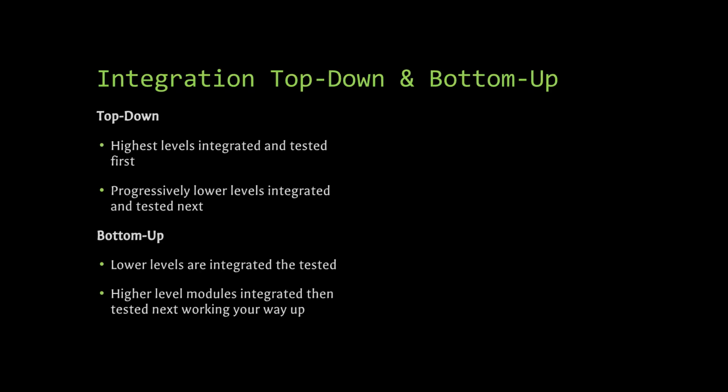So here's a little bit more about top-down and bottom-up. The highest levels are integrated and tested first in the top-down version. Progressively lower levels are integrated and tested next. You can test an entire system using top-down. Bottom-up is the other way. Lower levels are integrated and tested. The higher level modules are integrated and then tested next. So you're working your way up instead of working your way down.